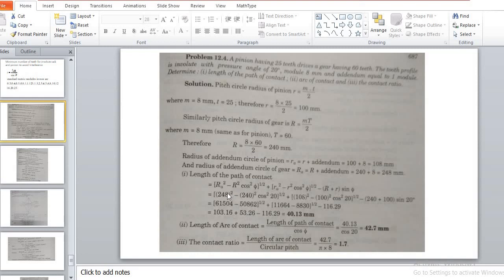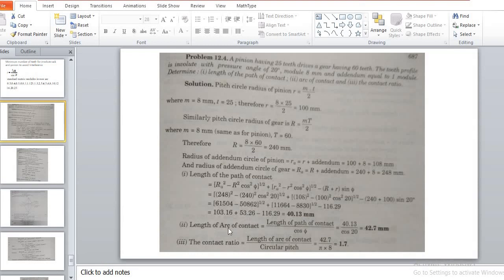Now we put all these values into this equation. In this equation, we put the capital R_A value of 248, the capital R value we calculated as 240, and the phi value of 20 degrees. The small r_A value we calculated as 108 millimeters, and the small r value as 100 millimeters. Again, phi is 20 degrees. Putting all these values in and simplifying, we get the length of path of contact as 40.13 millimeters.